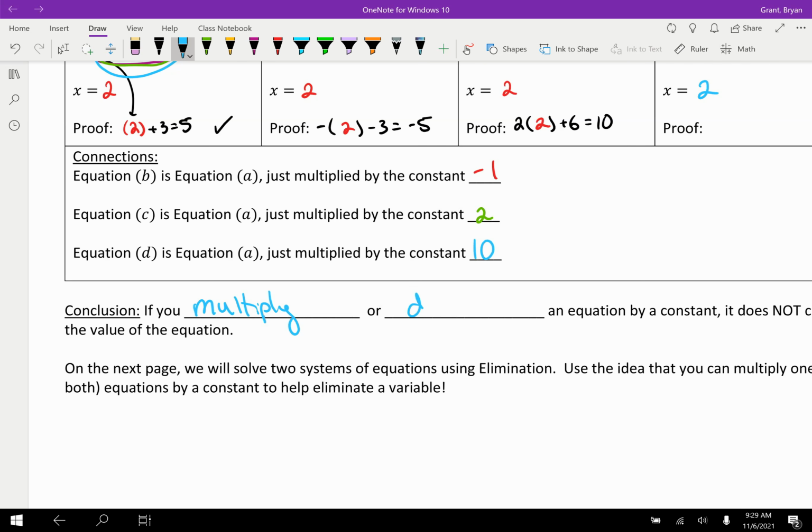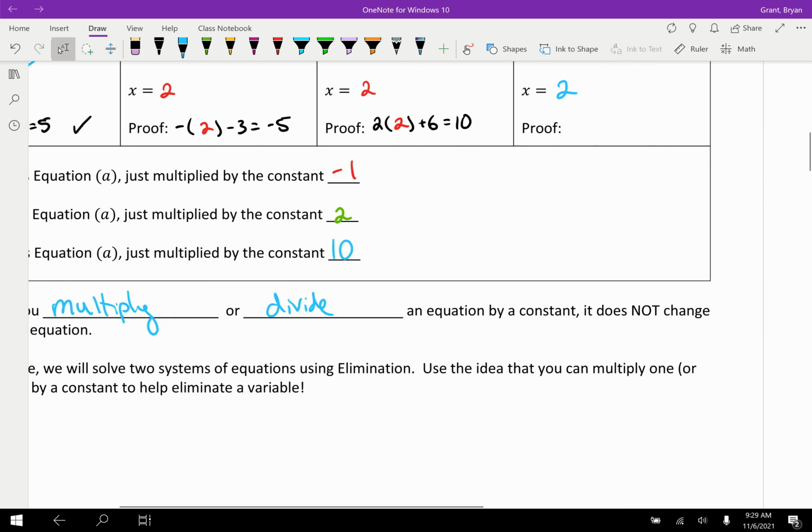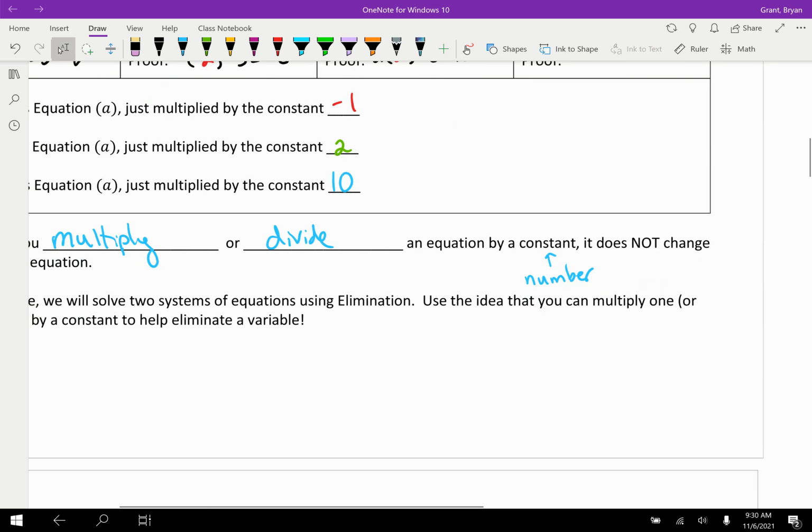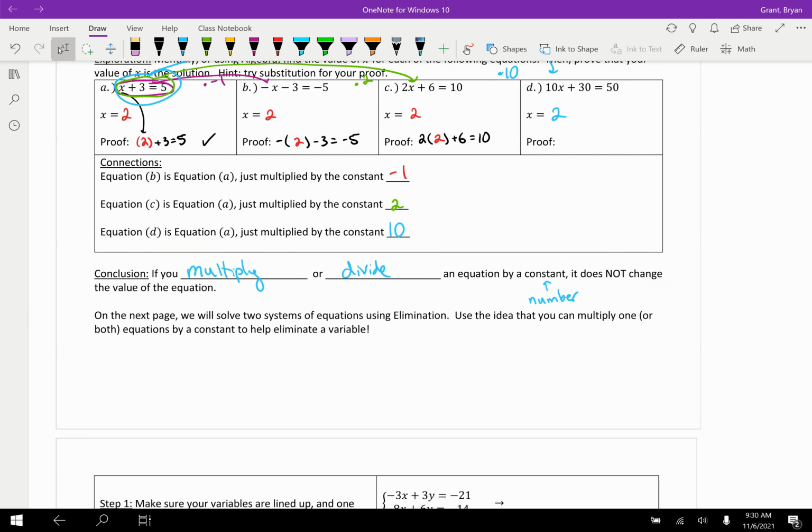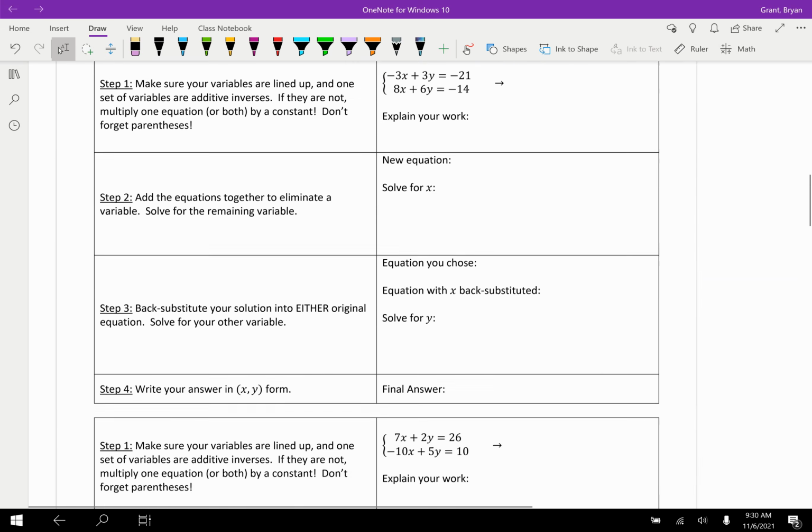So actually, if you multiply or divide an equation by a constant, and I use this word constant several times. Constant is just a fancy way to say a number, like 10, or 2, or -1. It's a constant, it doesn't change. That's different than a variable, which is a letter, which can take on different values. Okay? If you multiply by a constant, it does not change the value of the equation. And that's really important for elimination. So let's go ahead and look at 2 examples on the next page and then get some practice in.